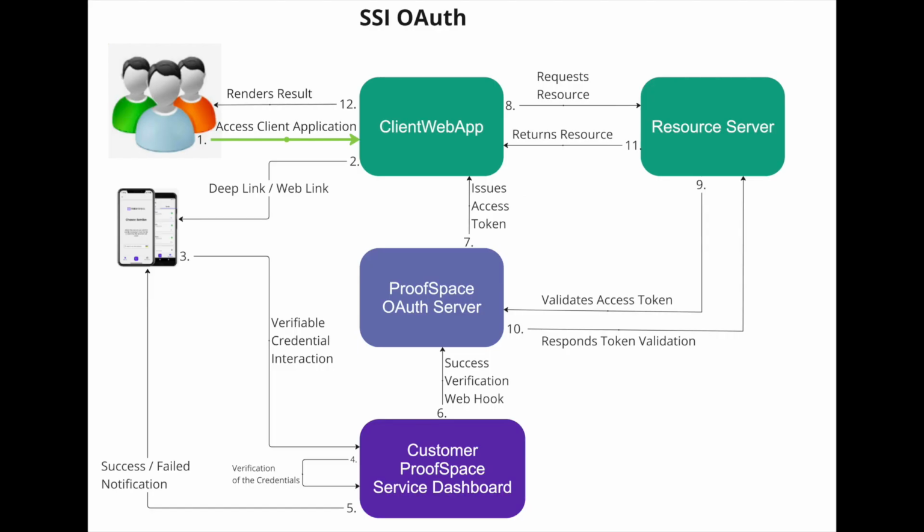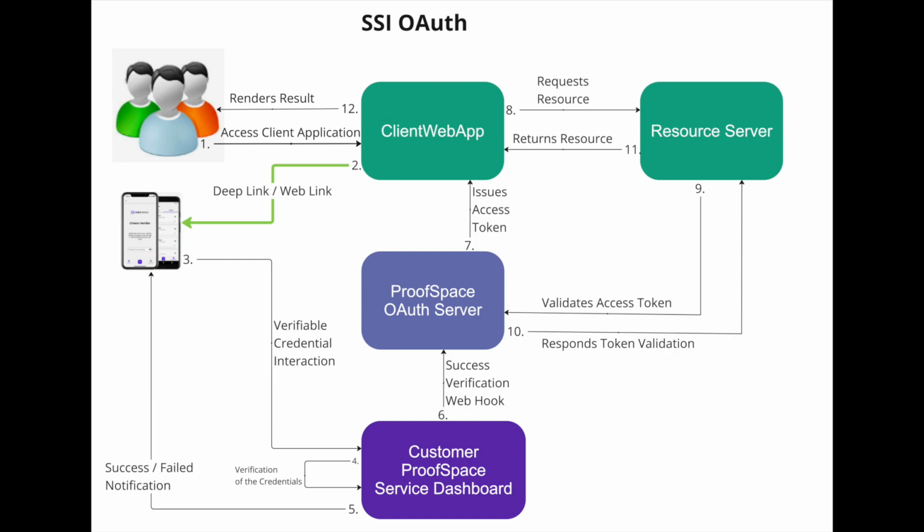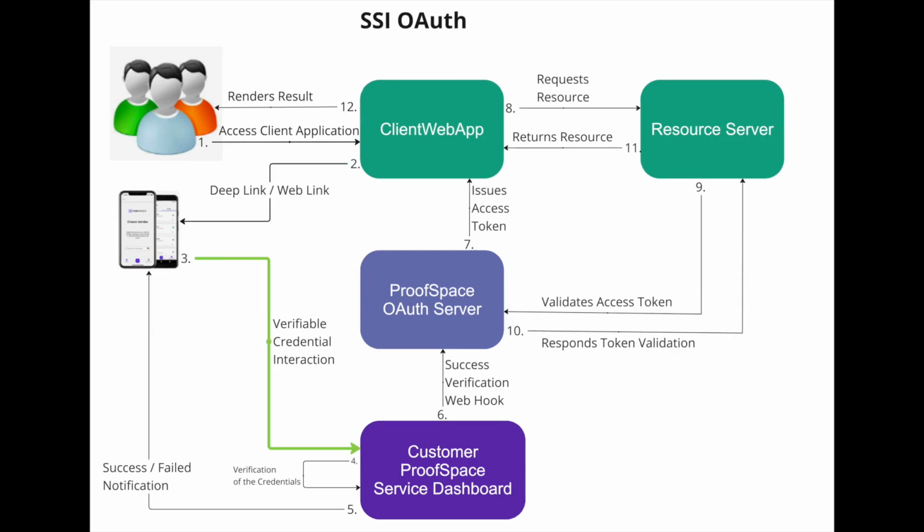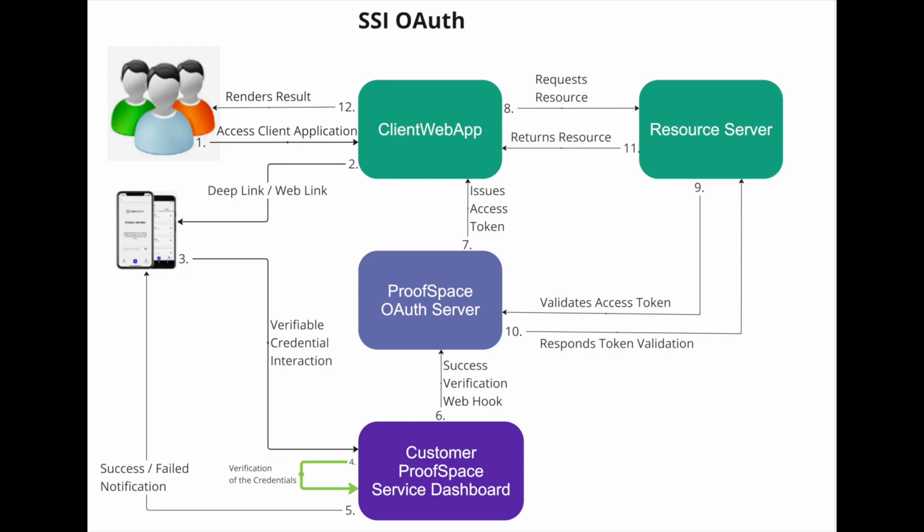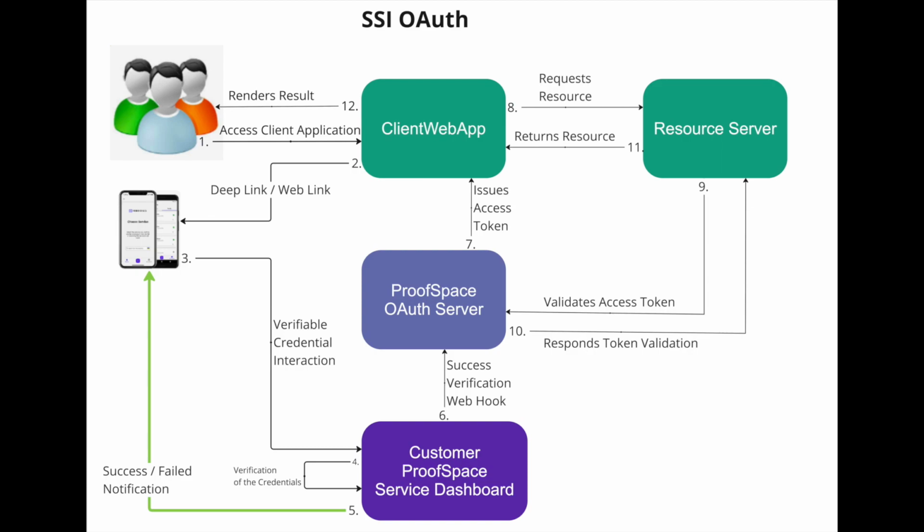This enables more precise authentication and authorization control while fully respecting user privacy. The client initiates the process by accessing a web application, a website, through a mobile or web browser. There, they encounter a deep or web link that redirects them to the authorization interaction page in the ProofSpace app. Next, the client's required credentials are transferred to the customer's ProofSpace service dashboard. The ProofSpace service then proceeds with the verification of these credentials. Depending on the verification result, the client receives either a success or failure message in their ProofSpace app.